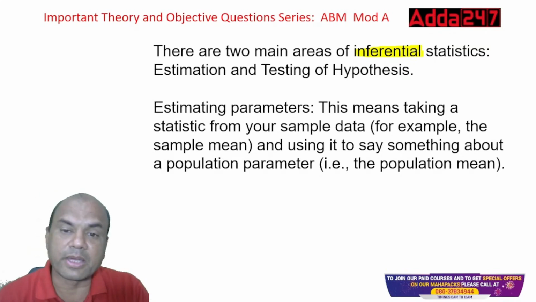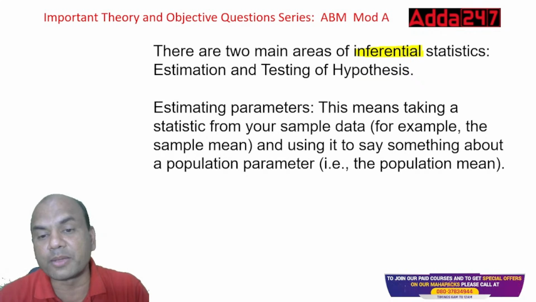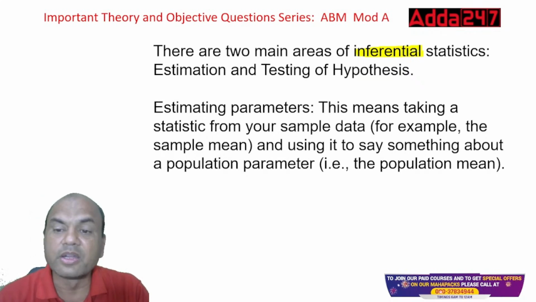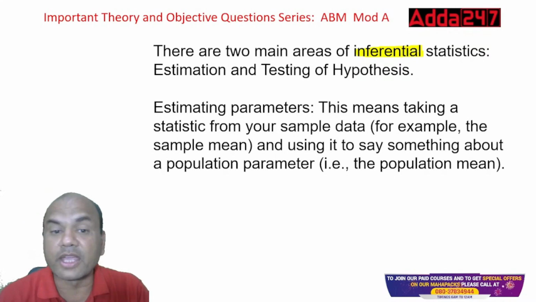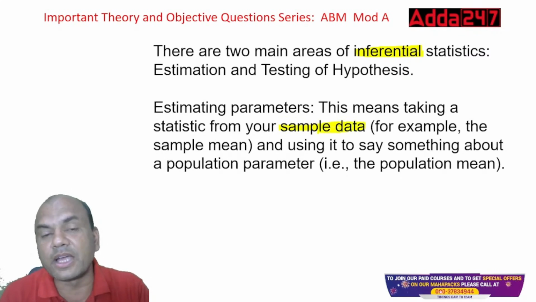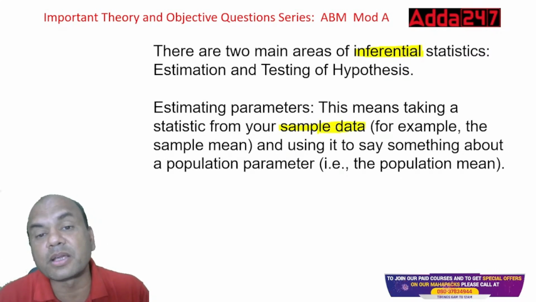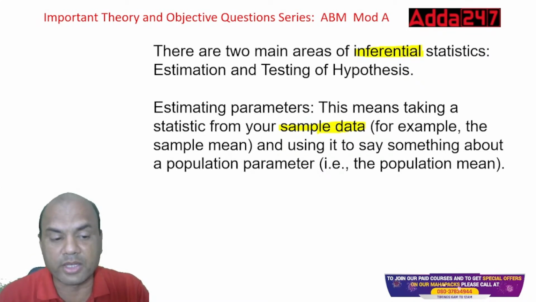Estimating parameters means taking a statistic from your sample data and using it to say something about the population parameter. Taking the statistic from your sample data means something which I have collected already. I'll be using that and estimating something about the population. Now, what do you mean by this concept? Okay, let me explain.